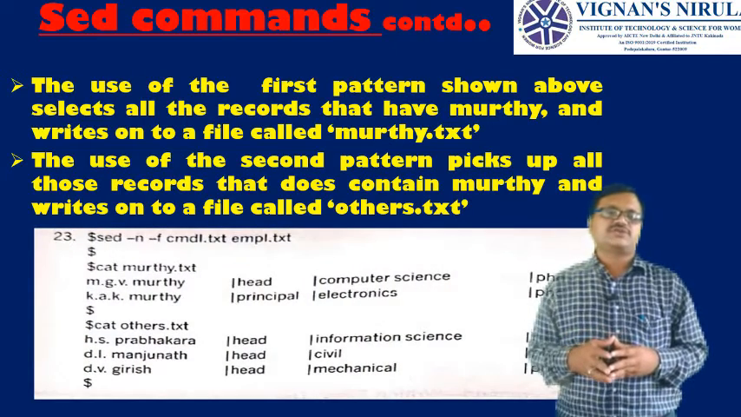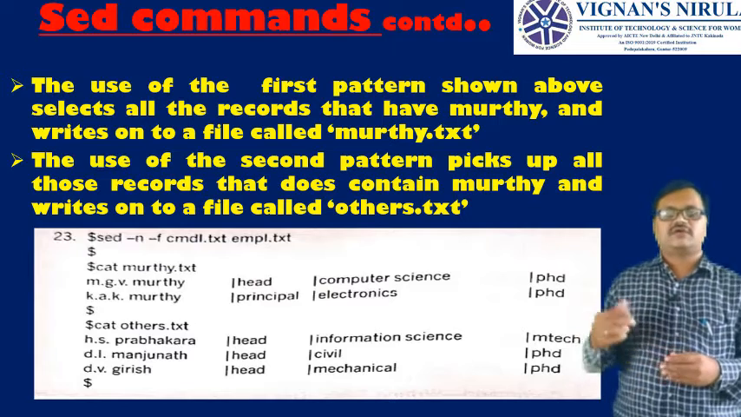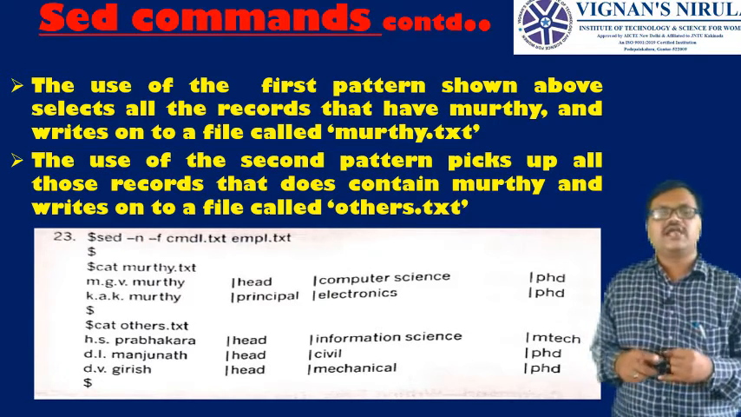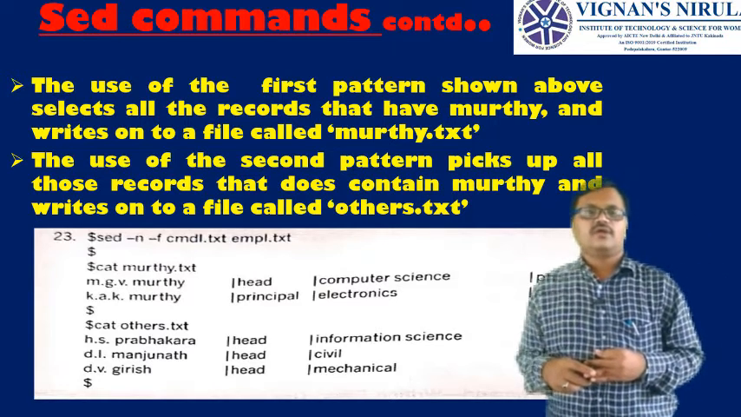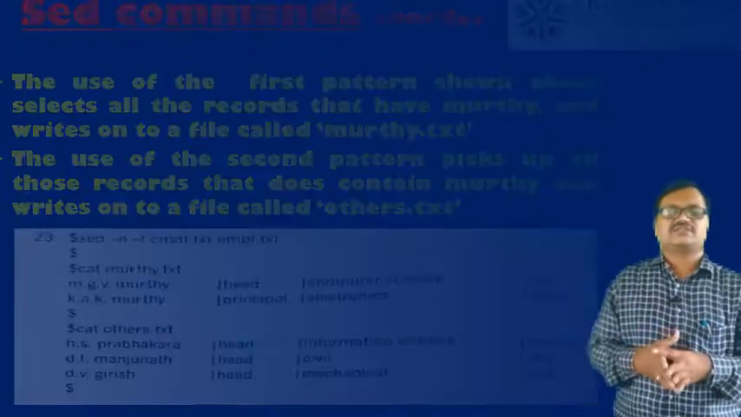So in murthy.txt, the two names MGU Murthy and KK Murthy details will be stored, and in others.txt, the rest three, that is DL Manjunath, HS Prabhakara and DV Girish. So these three details will be stored in others.txt. So this is about the W command.